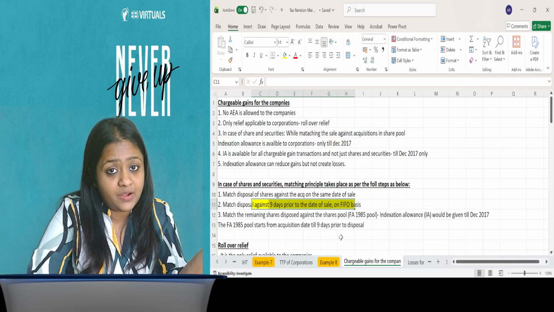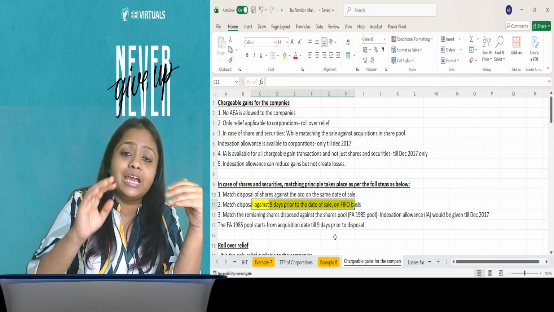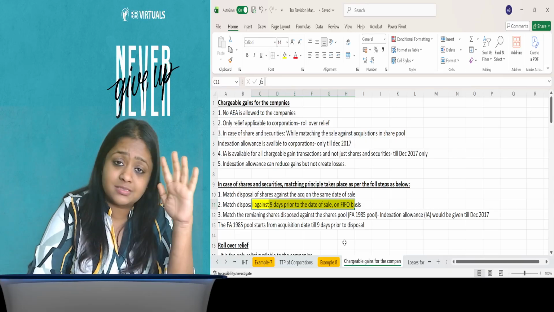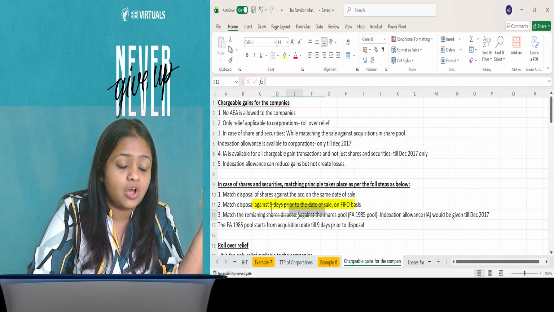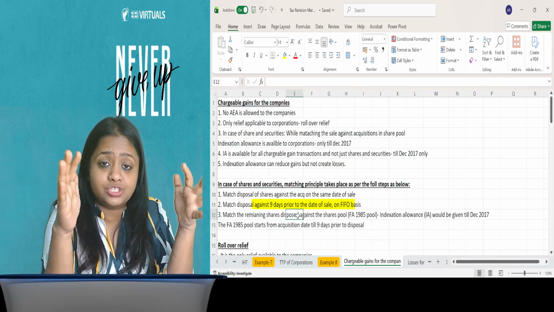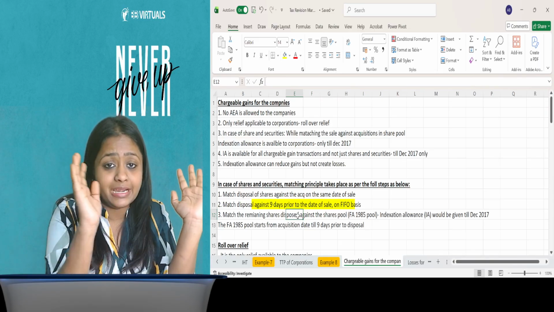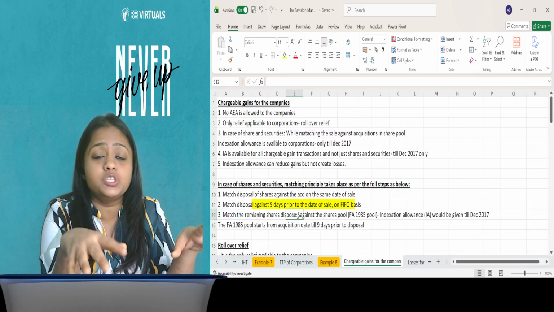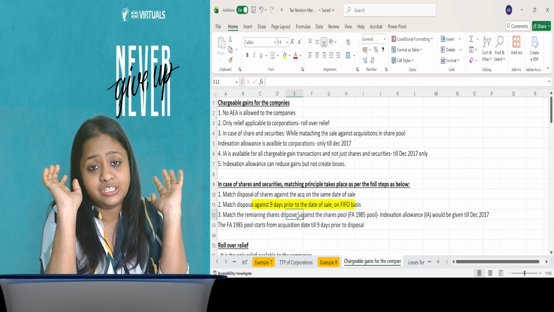So there also we applied FIFO, here also FIFO. Just that in individuals we take next 30 days, here we'll take the prior 9 days. Clear? Third step is now match the shares sold against the shares purchased before 9 days, and you make them together as a shares pool. In corporations, we call it the FA 1985 shares pool.